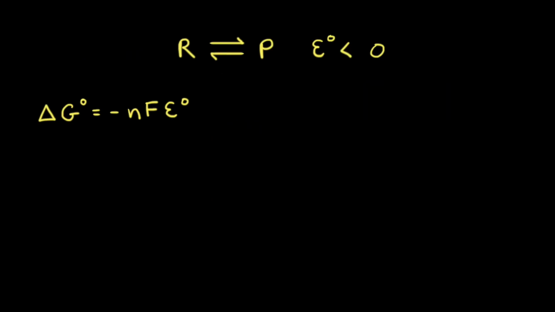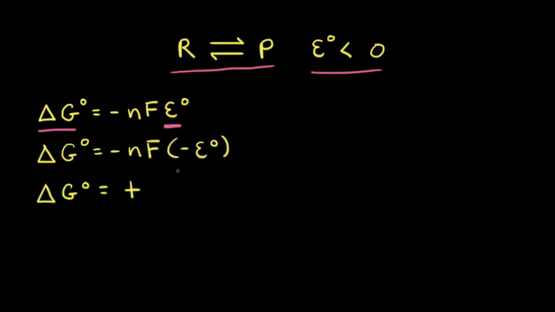We've just seen what happens to delta G naught and the equilibrium constant K when the standard potential is positive or greater than 0. Now let's think about a generic redox reaction where the standard potential is negative, so E naught is less than 0. So let's think about the sign for delta G naught if we plug in a negative value for the standard potential. So if we have a negative voltage, the two negative signs in the equation will give us a positive value for delta G naught.